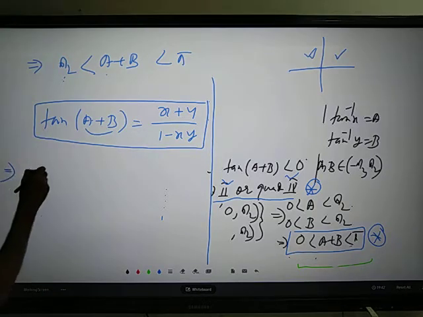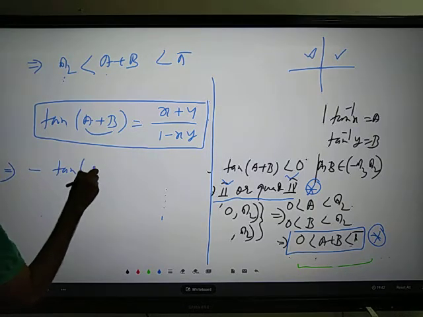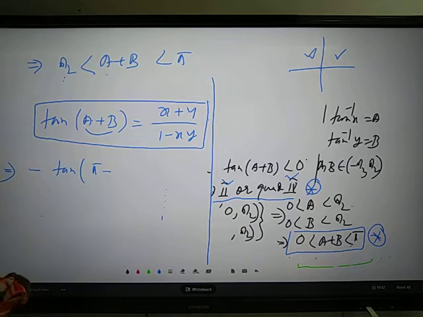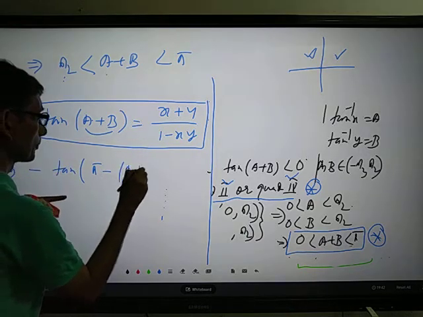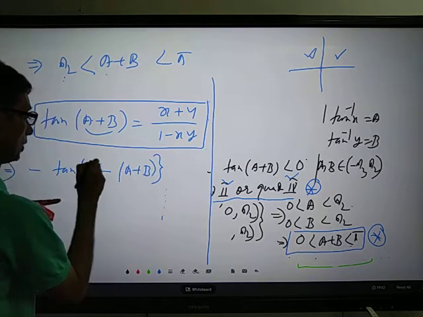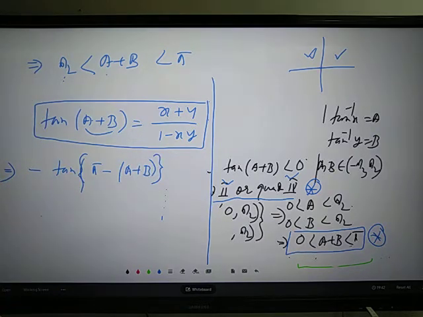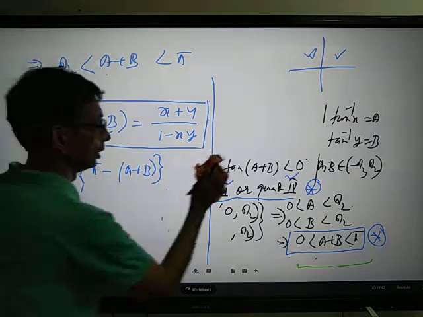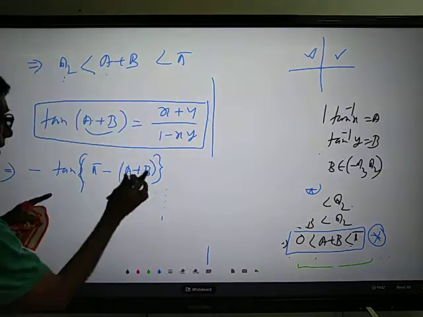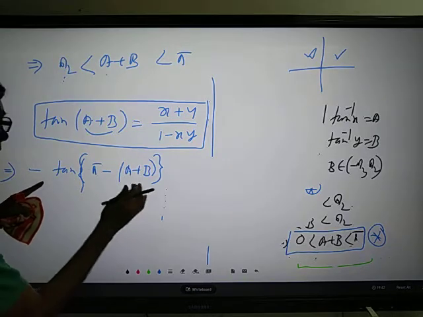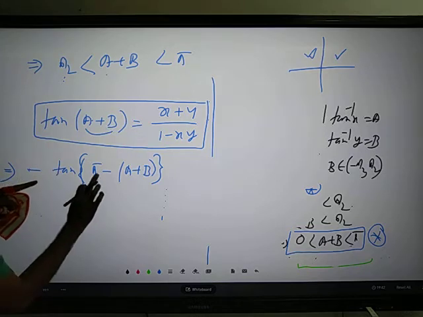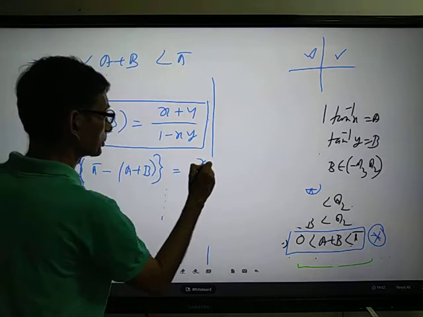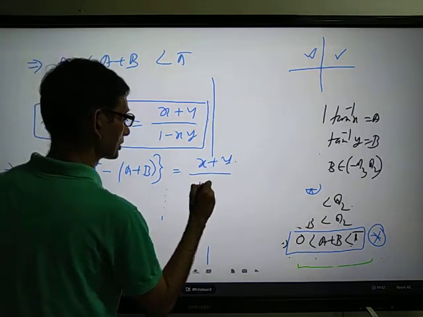We'll just take a minus sign and write tan(π − (a+b)). Tan(π − θ) is −tan θ, so minus minus will be plus. So in place of tan(a+b), you can write −tan(π − (a+b)), which equals (x+y)/(1−xy), like this.